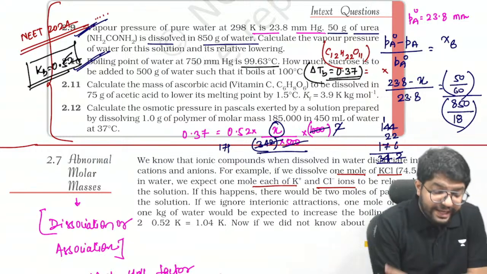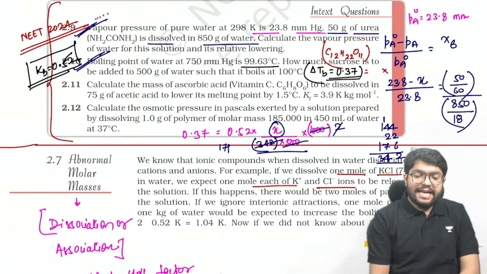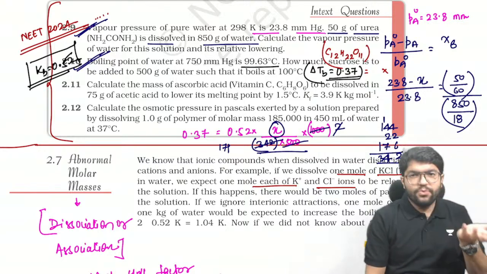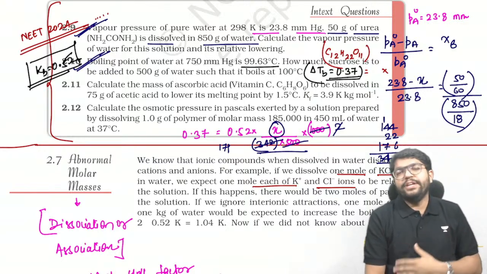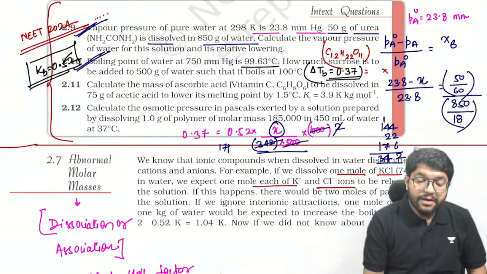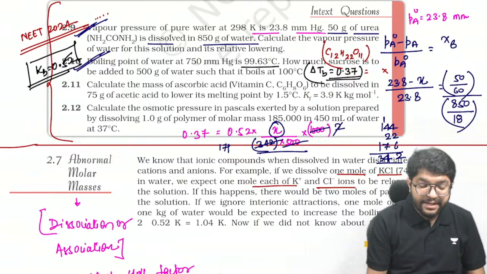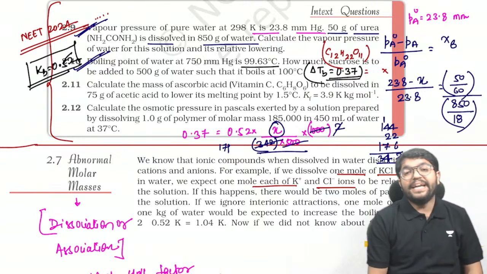Question number 3, calculate the mass of ascorbic acid. Any such formula you need not memorize. It will be given in the question paper also. Ascorbic acid we need not know as well. To be dissolved in 75 grams of acid to lower its melting point.